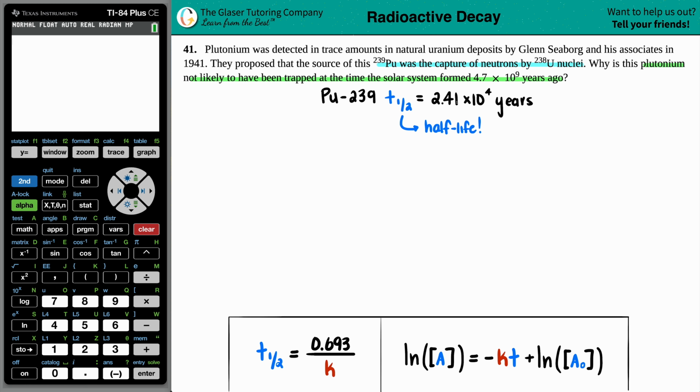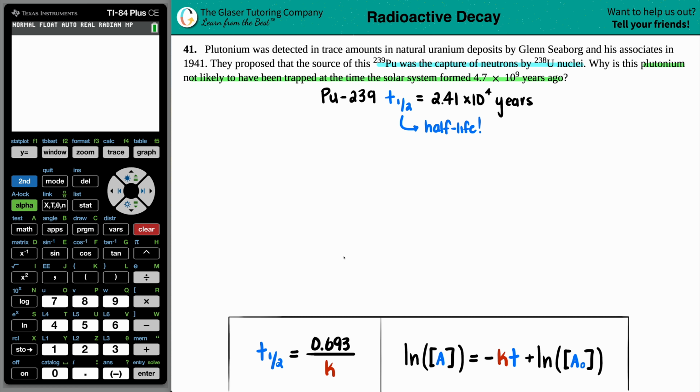That means every roughly 24,100 years, a sample of plutonium will split in half, right? 50-50. And then it will decay by half again and by half again. And cutting off half is going to happen every 24,100 years, or 2.41 times 10 to the 4th years. So now we have to say why that plutonium was not around when the solar system formed.